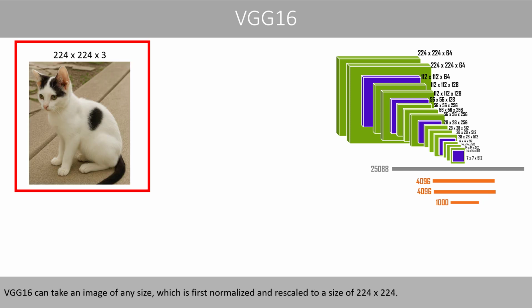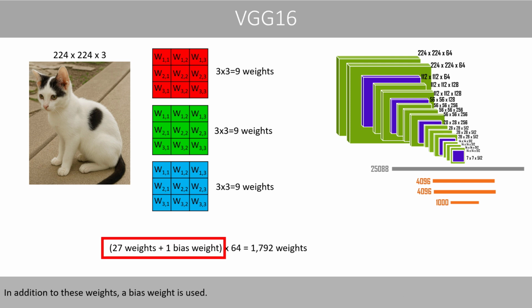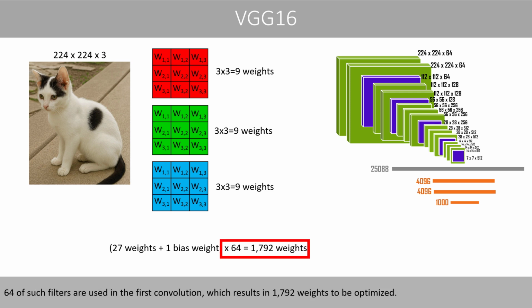VGG16 can take an image of any size, which is first normalized and rescaled to a size of 224 × 224. The network then applies a three-dimensional filter. This filter can be seen as a cube that contains 27 different weights. In addition to these weights, a bias weight is used. 64 of such filters are used in the first convolution, which results in 1792 weights to be optimized.